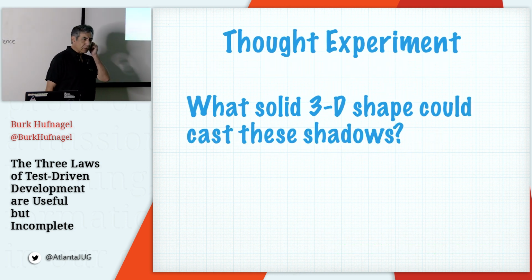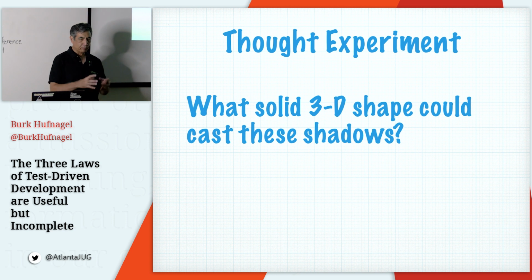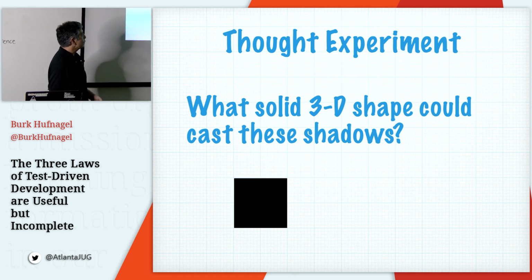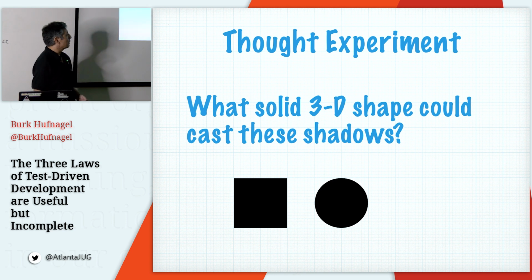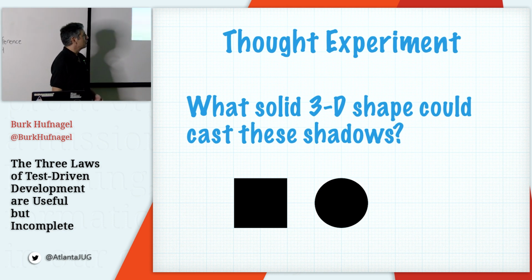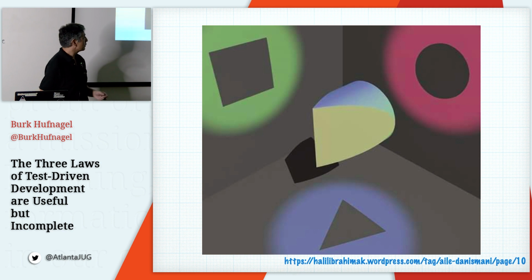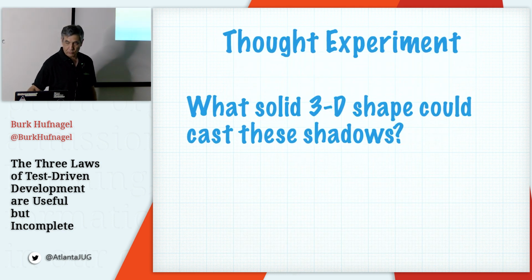So before we get started, just to kind of stretch your brains a little bit, I want you to think of a solid 3D shape, like a cube or some kind of a thing that you could hold that would actually make different shadows. These particular shadows, circle and a square, that can be done. It's not hard, right?